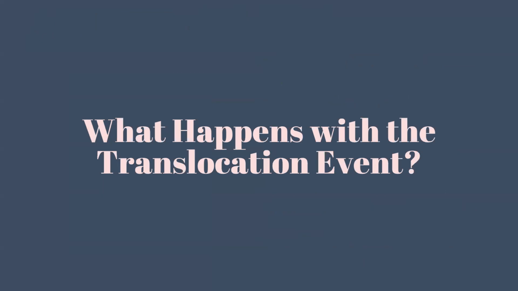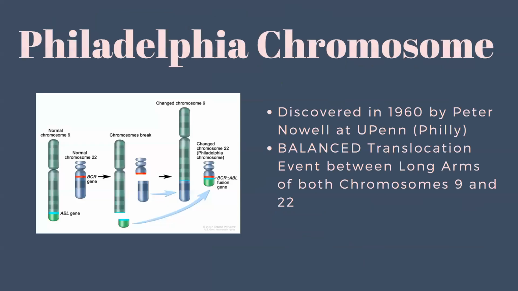Alright, so we kind of already talked about this a little. But CML, this Philadelphia chromosome, is what this 9 to 22 translocation event was named. And this was discovered in 1960 by Peter Nowell at UPenn. I don't think you need to know that, but fun facts, I guess.